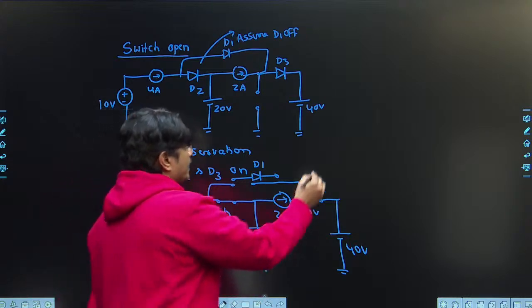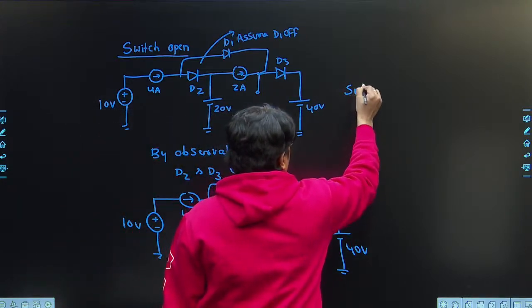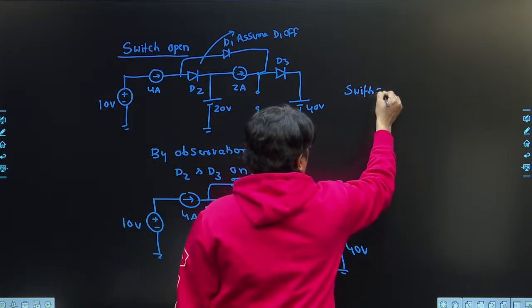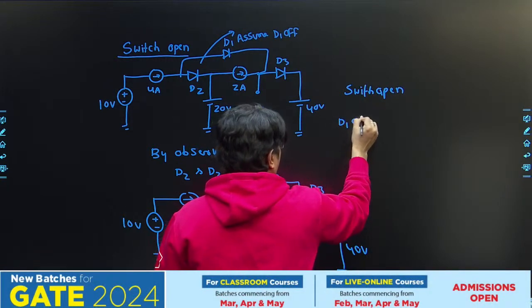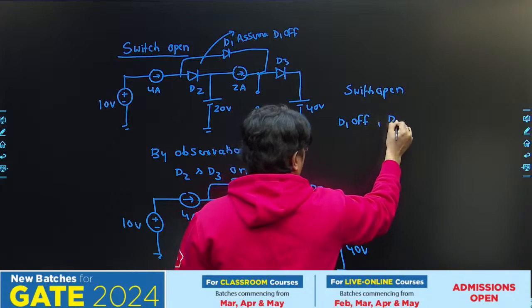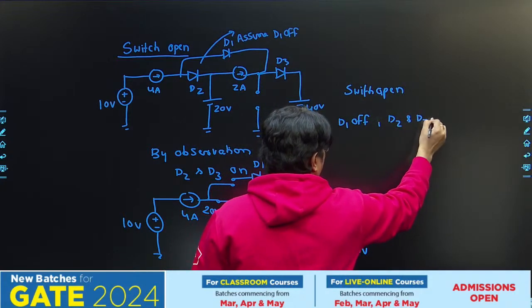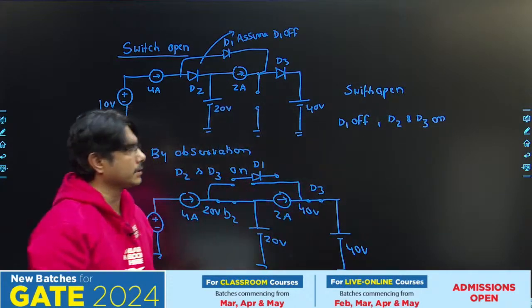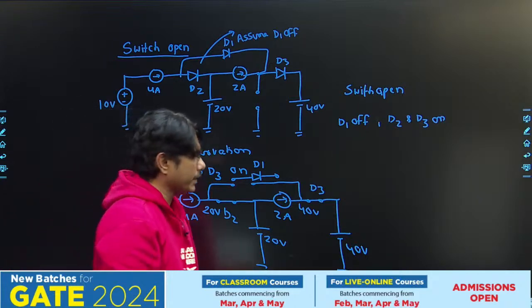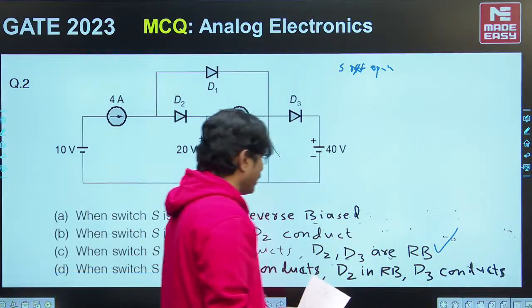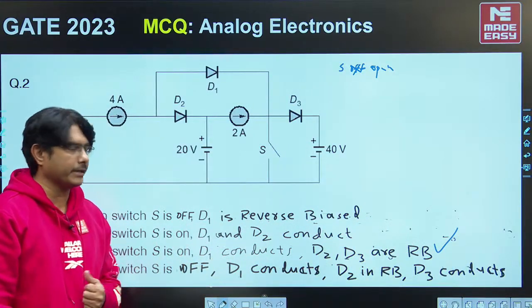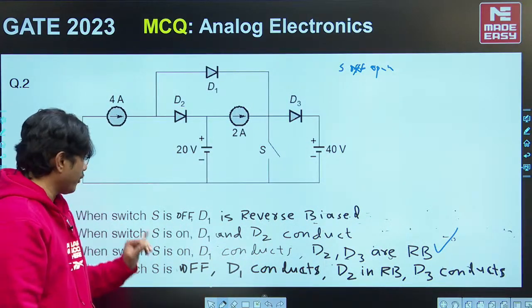So finally we can confirm when the switch is open, D1 is getting off, but D2 and D3 is getting on. So according to this status, this is the answer. And in the option, if you see, go back and see the option. Not only option C is correct here, there is one more option you can see, option A.